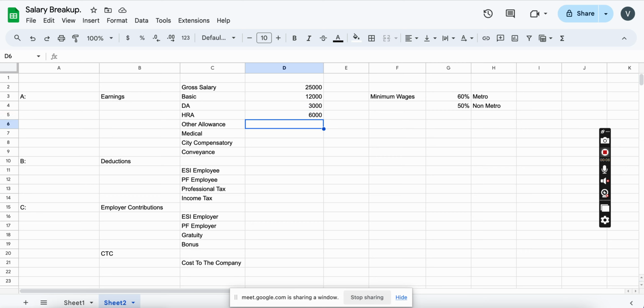Now remaining is other allowance. So how is other allowance calculated? This is simply gross minus basic minus DA minus HRA. This becomes 4,000, becomes other allowance, and the breakup is done.